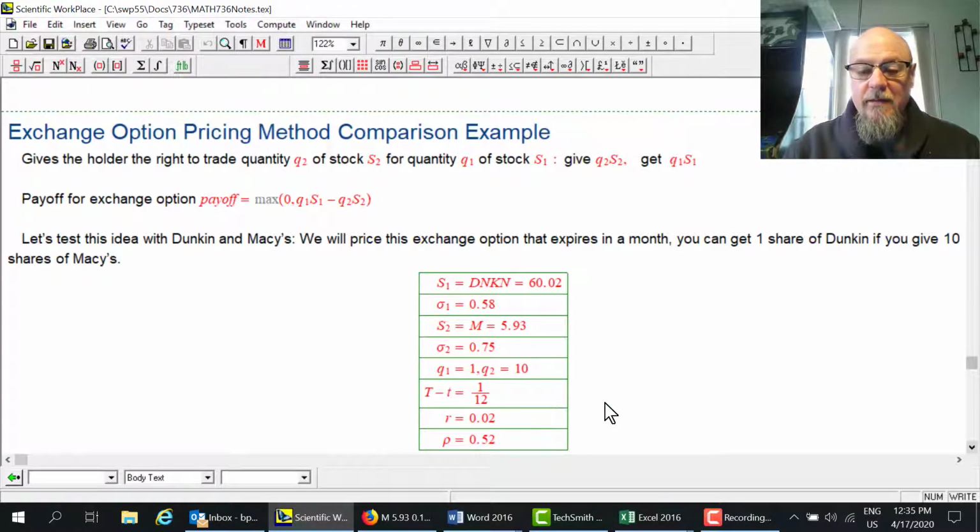So I have everything that I need now. I have all the input numbers that I need to calculate. So we've got three different methods that we're going to look at. We're going to look at discounted expected value. We're going to look at that analytical formula that we made, and we're going to look at Monte Carlo integration. So let's start with Monte Carlo integration.